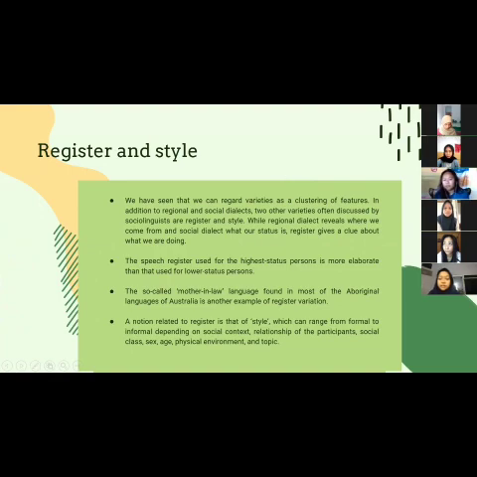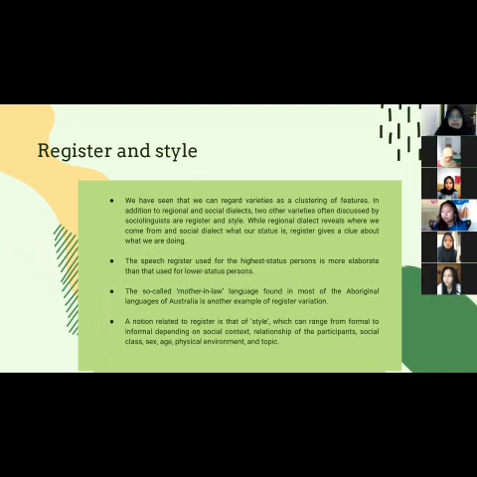The next material is register and style. First point, we have seen that we can regard varieties as a clustering of features in addition to regional and social dialects. So other varieties often discussed by sociolinguists are register and style. While regional dialect refers to where we come from and social dialect to what our status is, register gives a clue about what we are doing.